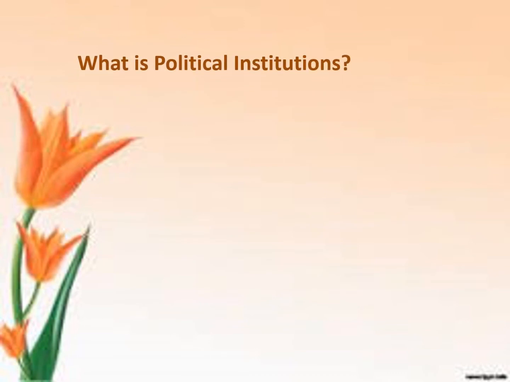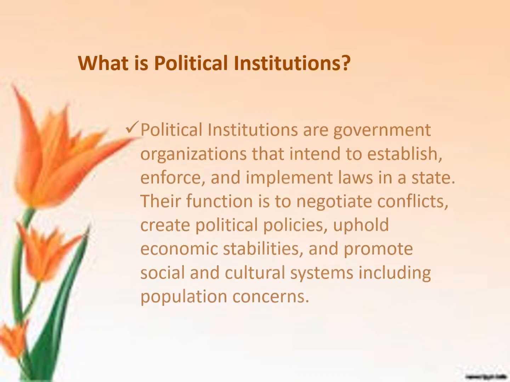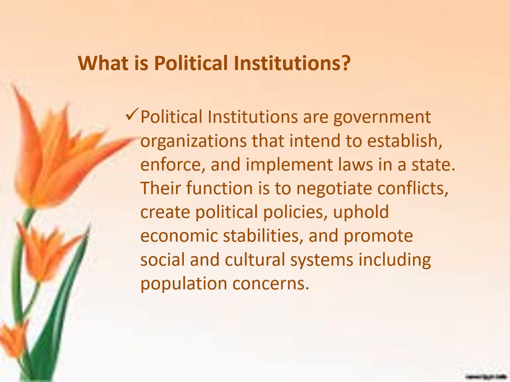What is a political institution? Political institutions are government organizations that are intended to establish, enforce, and implement laws in a state. Their function is to negotiate conflicts, create political policies, uphold economic stability, and promote social and cultural systems, including population concerns.